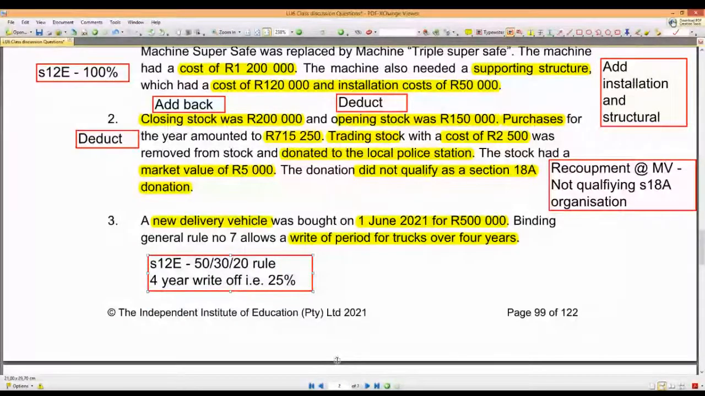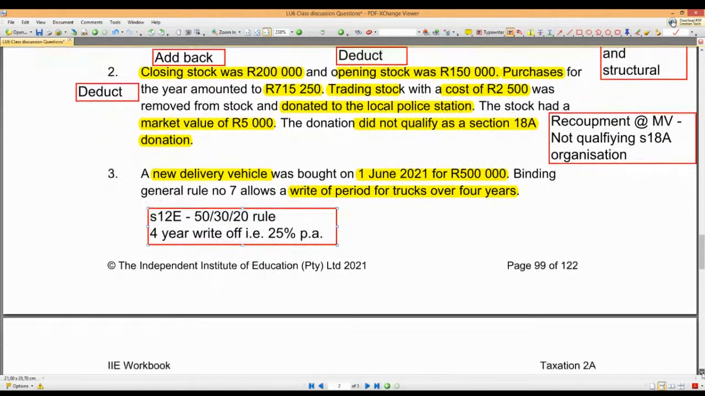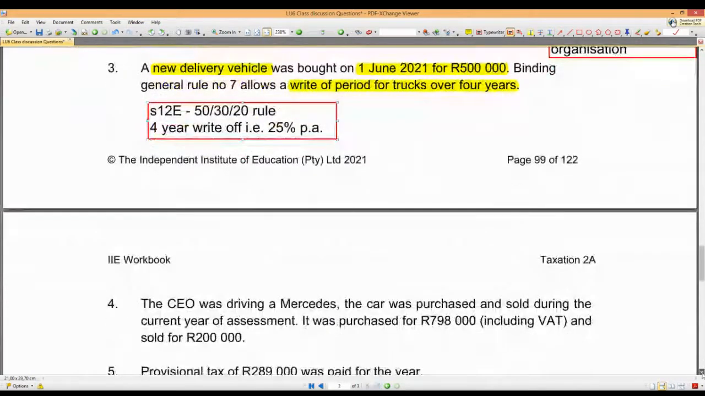So remember, if I do a 4-year write-off, it is essentially 25% per annum. If I apply the 50, 30, 20, I get 50% in year 1, 30% in year 2, and 20% in year 3. So I'm writing it off over 3 years. So in this scenario, I would rather want to apply Section 12E because I will be able to write off that asset quicker. Okay, so in this scenario, you would rather do 12E.